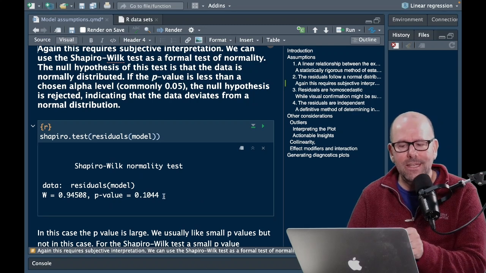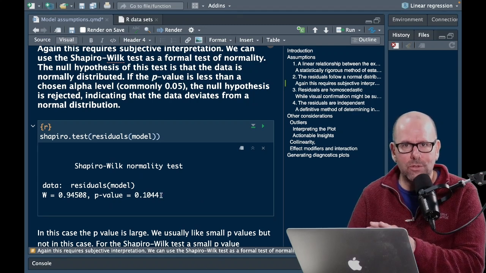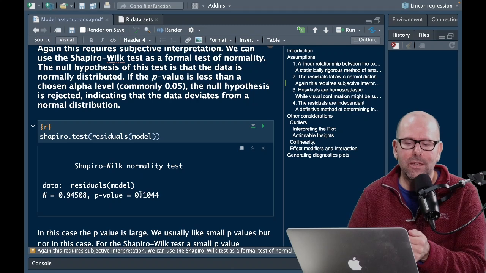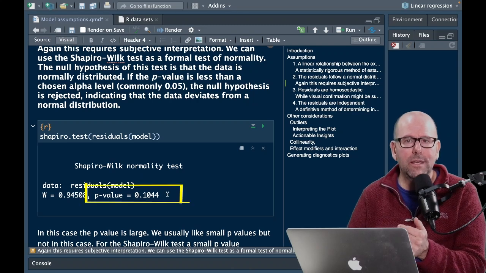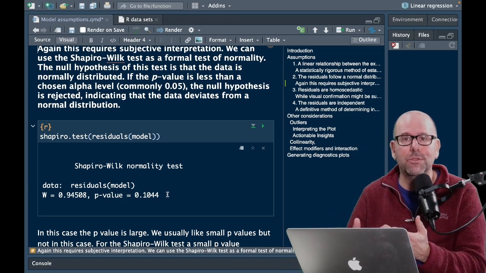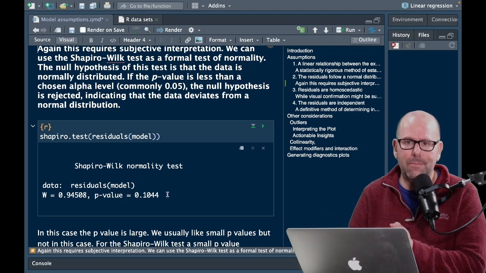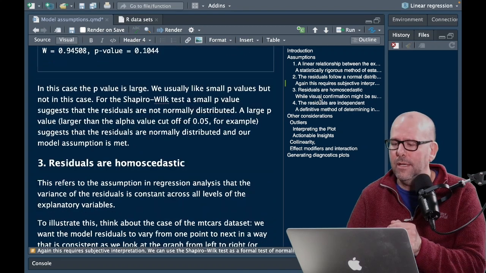And once again, a small p-value isn't what you're looking for. You're actually looking for a larger p-value. A p-value of 0.1 suggests that the null hypothesis, which is that these things are normally distributed, is met, and you're happy with that. Okay, let's keep going.